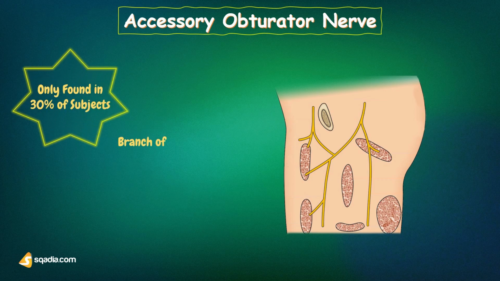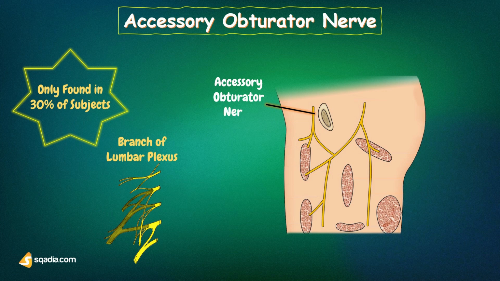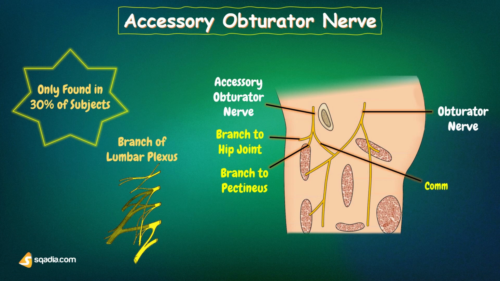It is also a branch of the lumbar plexus and is formed by the ventral divisions of the anterior primary rami of spinal nerves L3 and L4. It descends along the medial border of the psoas major, crosses the superior ramus of the pubis behind the pectineus, and terminates by dividing into 3 branches. One branch supplies the deep surface of the pectineus, another supplies the hip joint, and the third communicates with the anterior division of the obturator nerve. Sometimes the nerve is very small and ends by supplying the pectineus only.